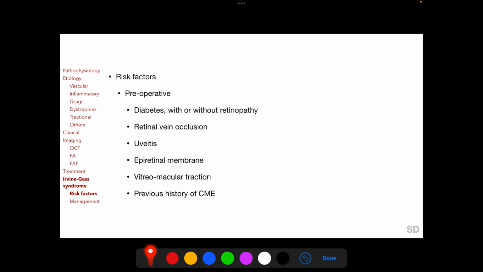Factors that increase the risk of Irvine-Gass syndrome are important, and they can be categorized into preoperative, intraoperative, and postoperative risk factors. Preoperative risk factors include diabetes with or without retinopathy. So risk of occurrence of CME following cataract surgery is increased in a patient with diabetes even without retinopathy. Retinal vein occlusion, uveitis, epiretinal membrane, vitreomacular traction, and a previous history of cystoid macular edema.